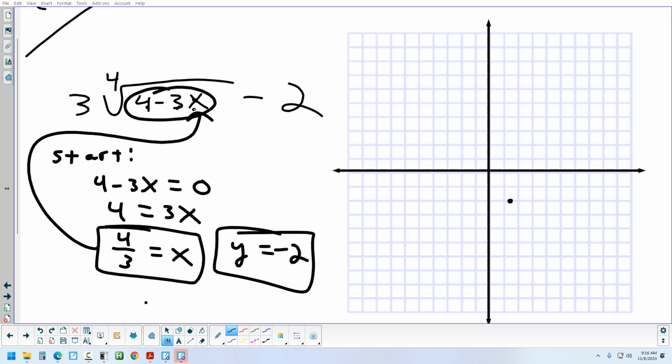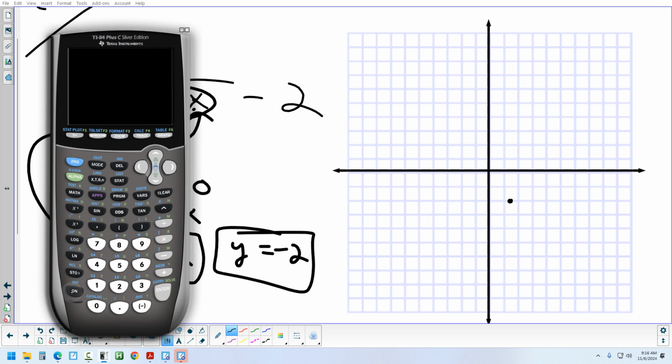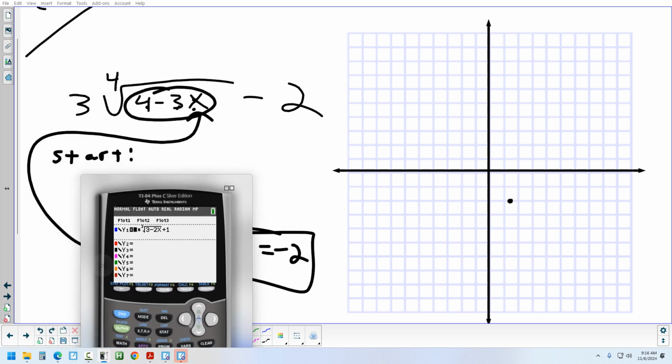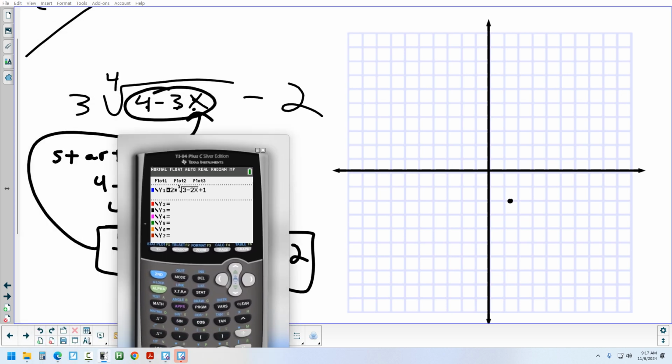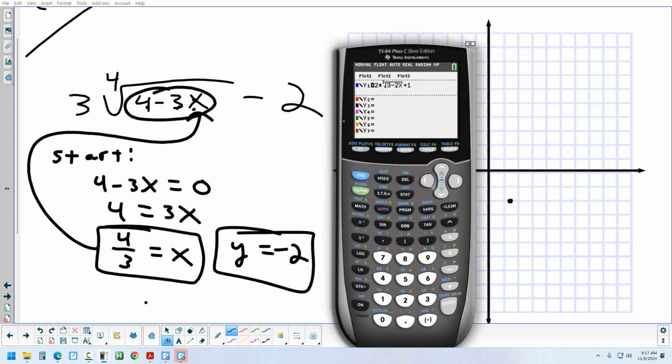So to do that a little faster, we're going to use the table. And we want 3 times the 4th root. So actually, I can just modify what I have right here. So 3 times the 4th root of 4 minus 3x minus 2. So I like to just check the start point. Let's do 4/3. And yep, 4/3, we get negative 2.